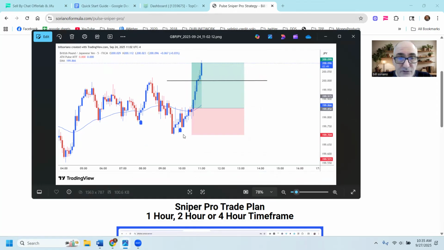So here we have GBP/JPY. You can see here's where our alert went off, brought us to Sniper Pro. And then right here, we get a close above that 55 EMA, and that's where we were able to enter this trade. Again, this shot right up. There was the one-to-one right there. This was a real quick trade. You're in and out in less than 30 minutes.